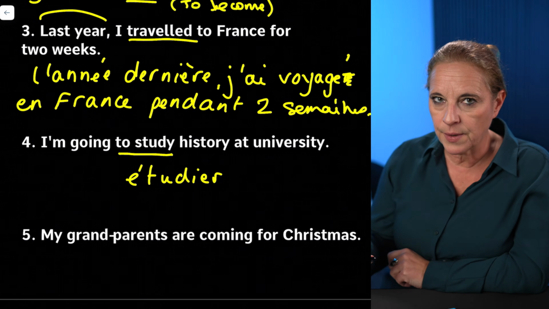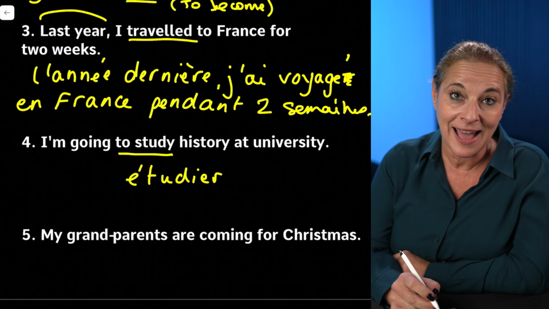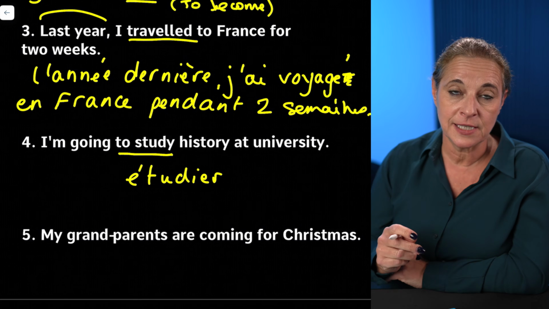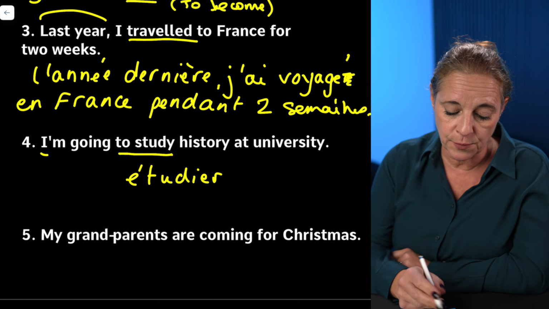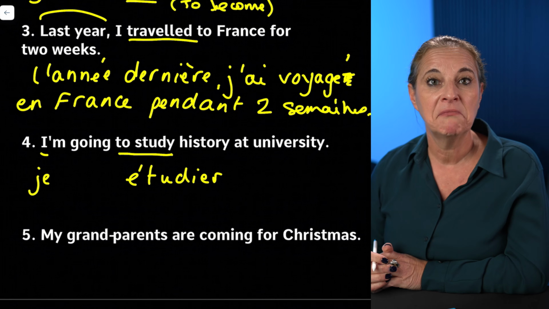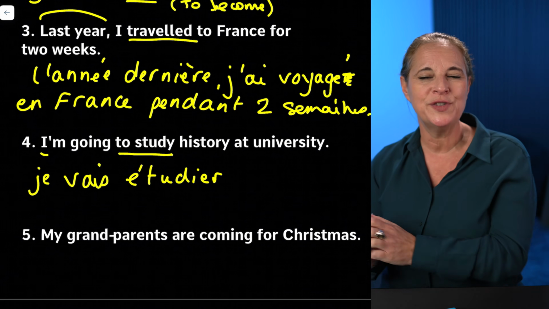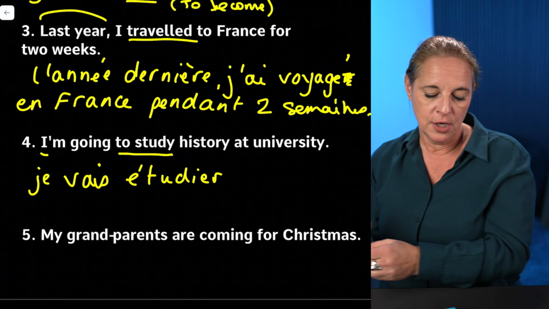But I am going. Now comes from the verb going. Aller, aller. That's the infinitive. However, we need to conjugate it with je. Je vais. I am going. Étudier. I'm going to study. Je vais.